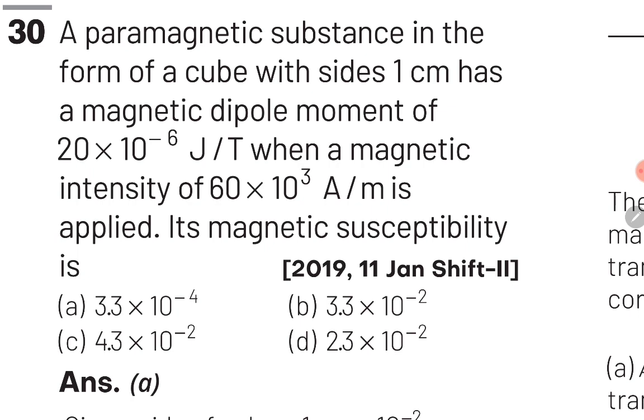Guys, magnetic susceptibility chi will be equal to the magnetization of the material divided by the magnetic field intensity. Guys, the formula is magnetization is equal to chi into H, and therefore chi is equal to magnetization divided by H. So here, to calculate magnetization, we'll have to use the formula: magnetization is equal to magnetic dipole moment divided by volume.